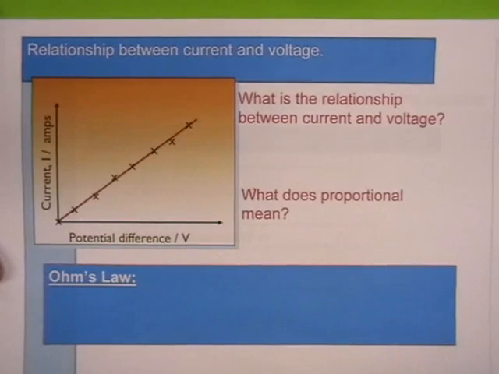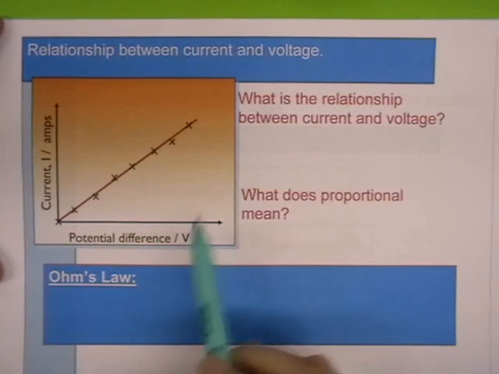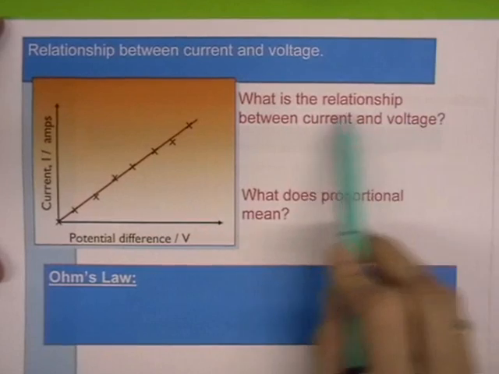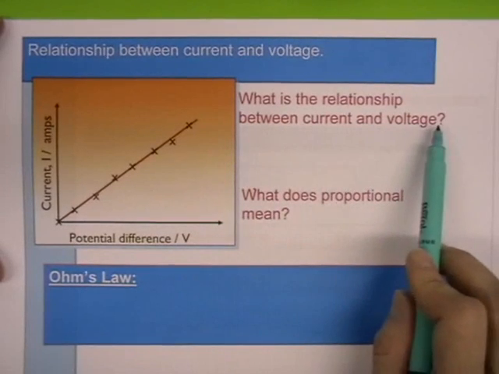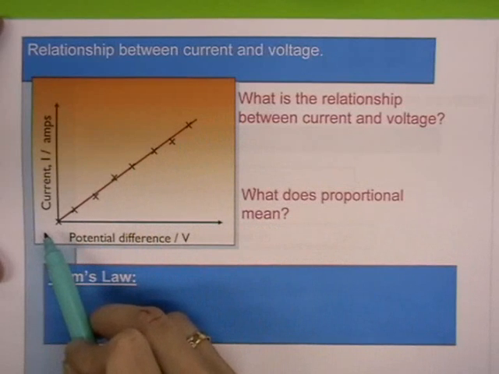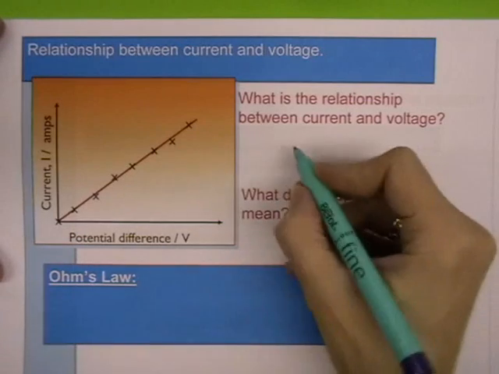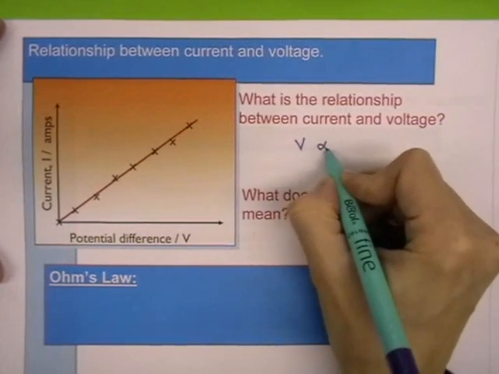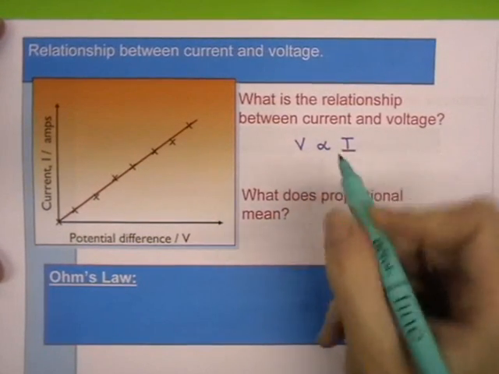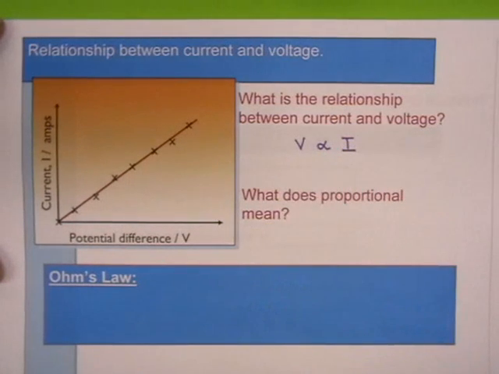So if you get a straight line through the graph for a resistor or a wire, you should be able to say something about the relationship between the current and the voltage. We know that when we get a straight line graph which goes through the origin, we can say that these two things are directly proportional to each other. And so V is directly proportional to I. The directly proportional symbol is this little fish symbol or alpha sign.